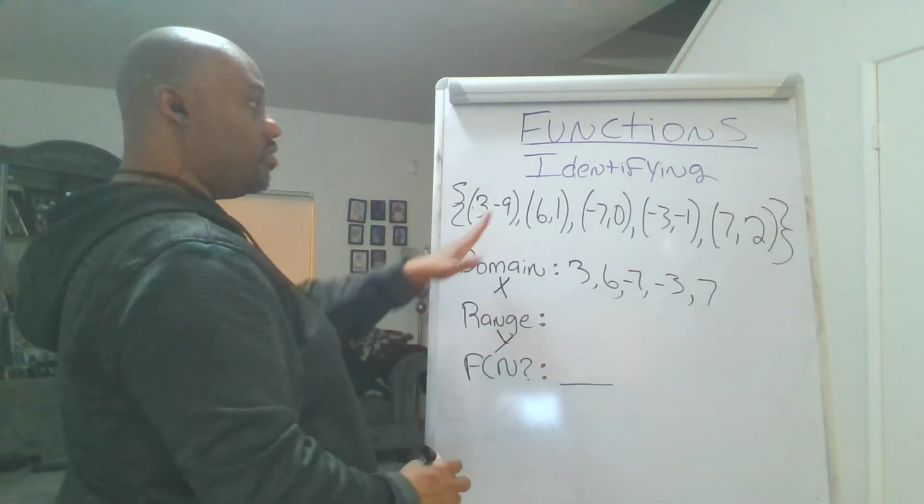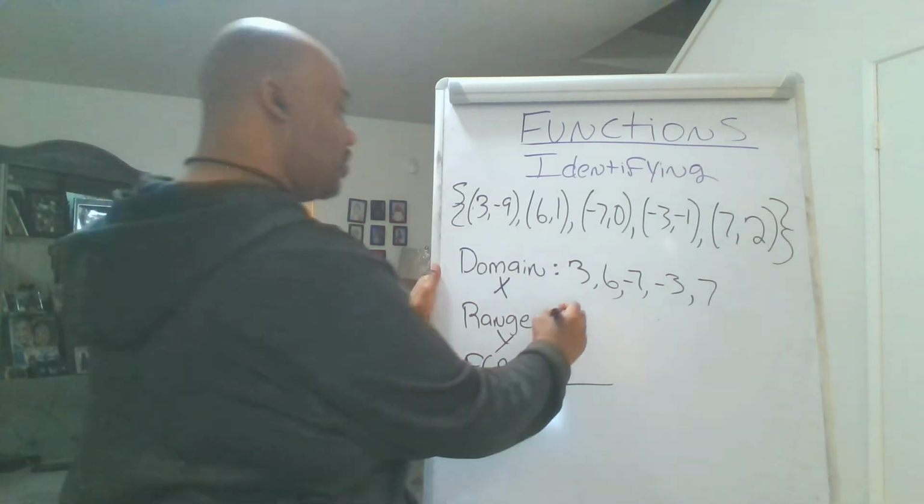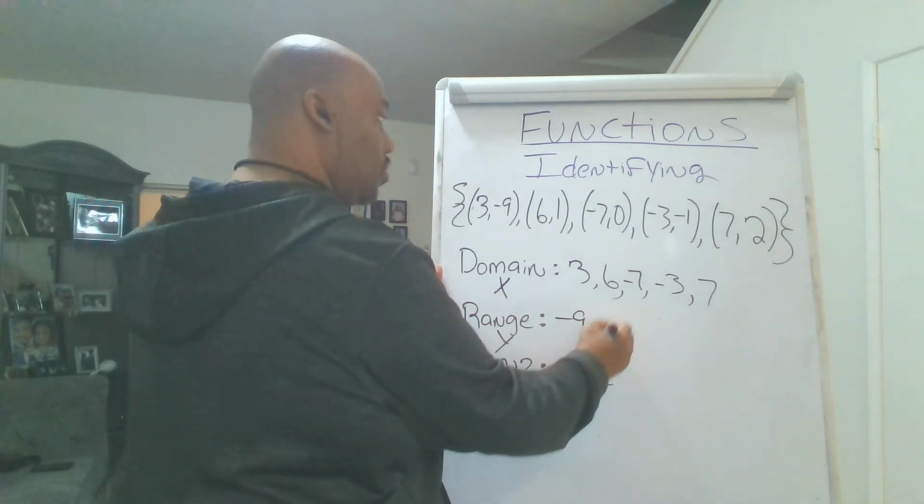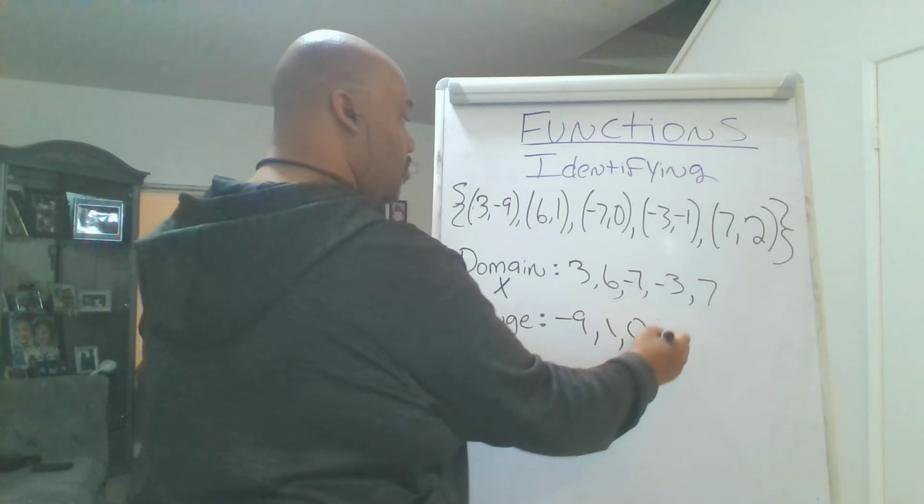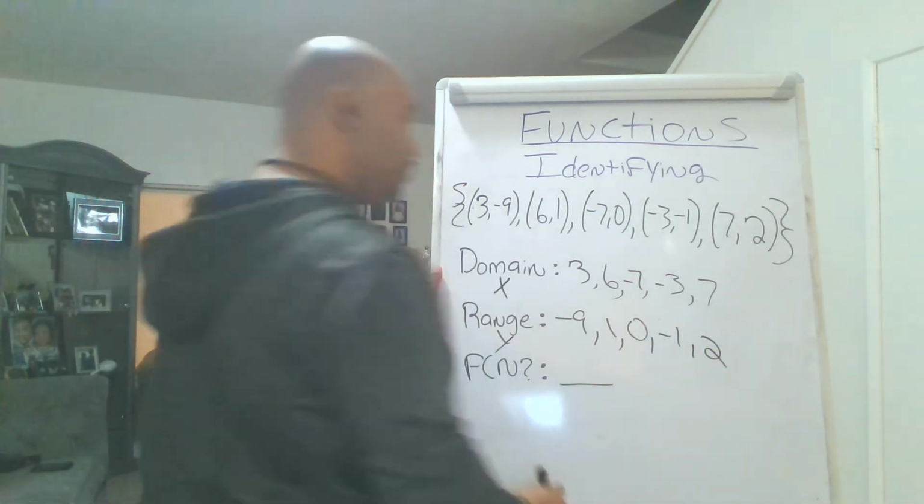Now our range is going to be our y values. So we're going to record our y values, our second number. So we have -9, we have 1, we have 0, we have -1, and we have 2.